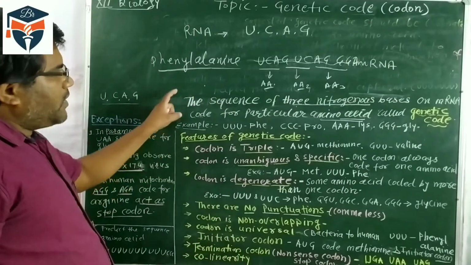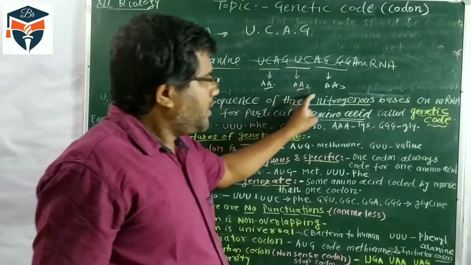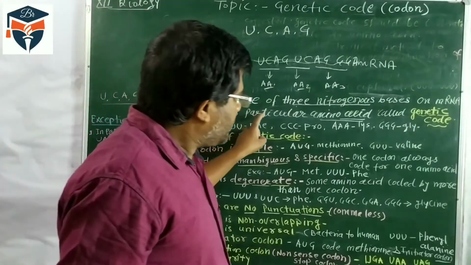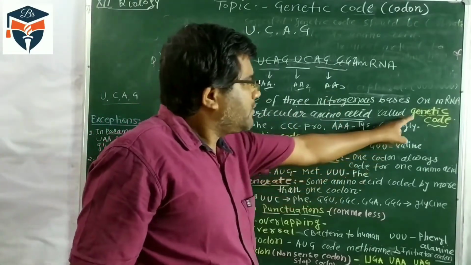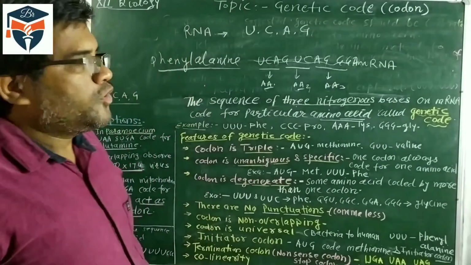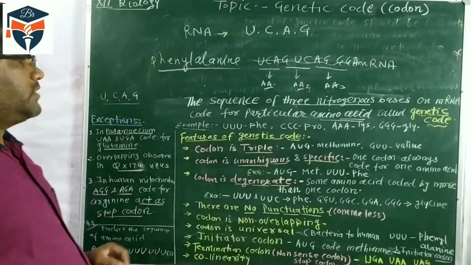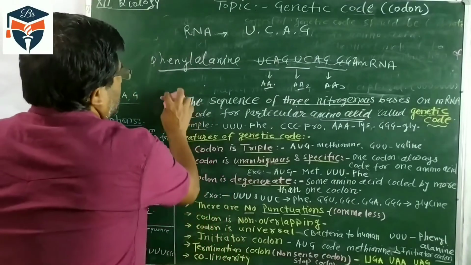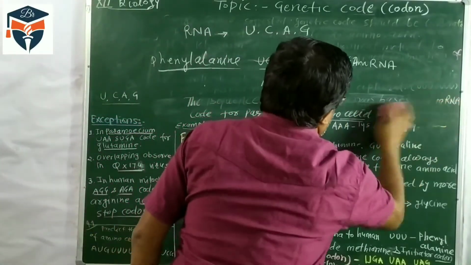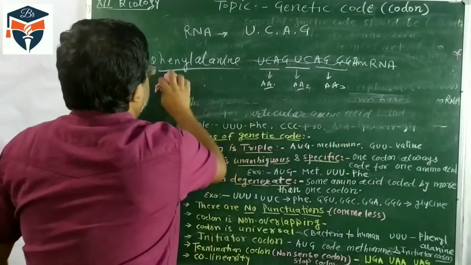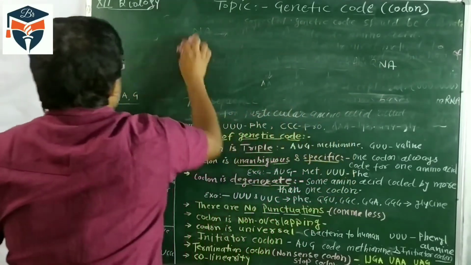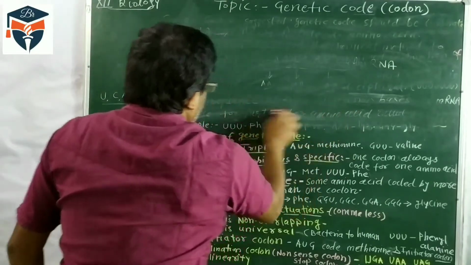So now it is clear. The sequence of 3 nitrogenous bases on mRNA that synthesizes a particular amino acid is called the genetic code. So this is the definition of genetic code. Now this genetic code has some characteristics. So we have to discuss the characteristics of the genetic code.